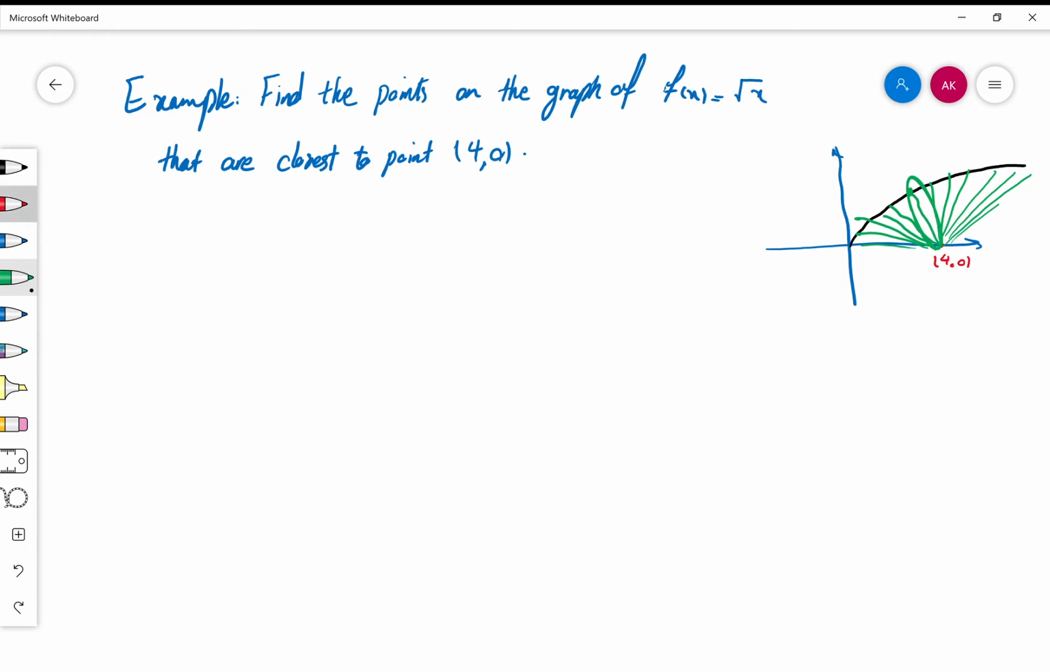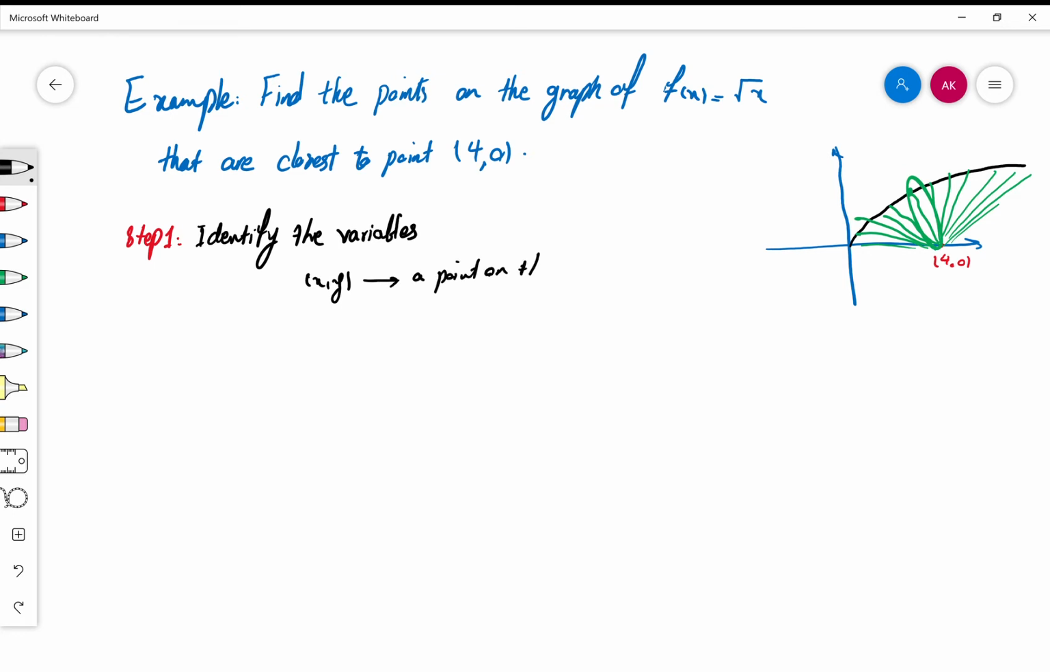Okay, let's start the steps. So first we have to do the modeling. Step 1 of the modeling is identify the variables. In the variables here, we have one thing, a point we denote by (x, y), a point on the graph.